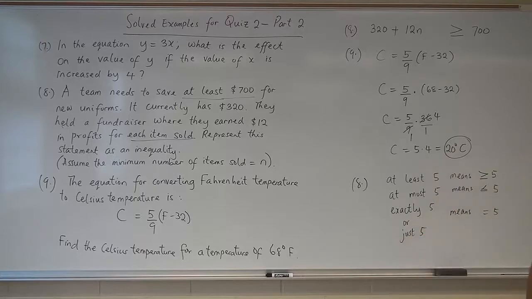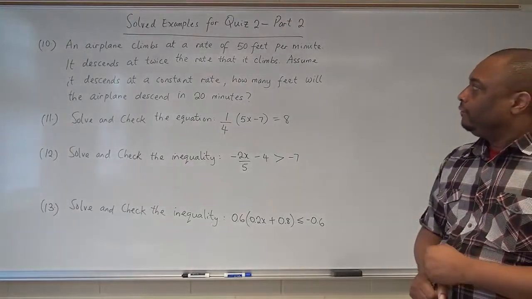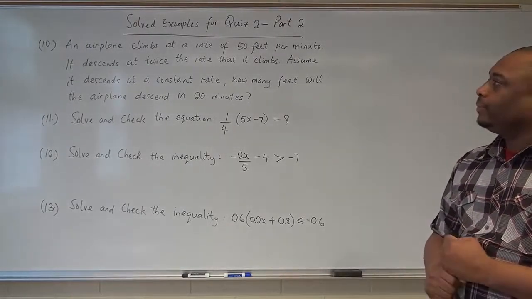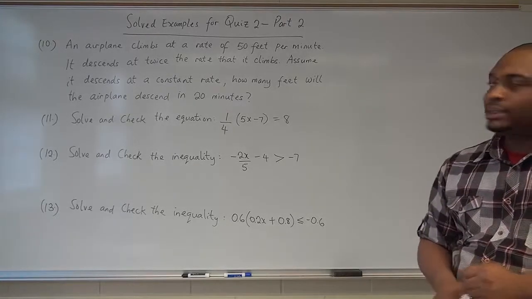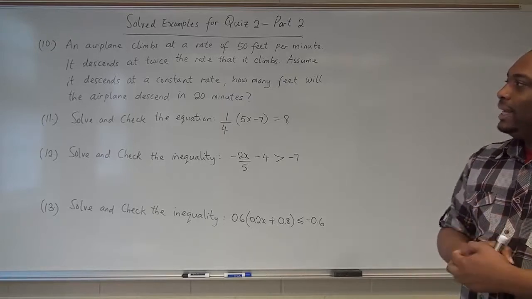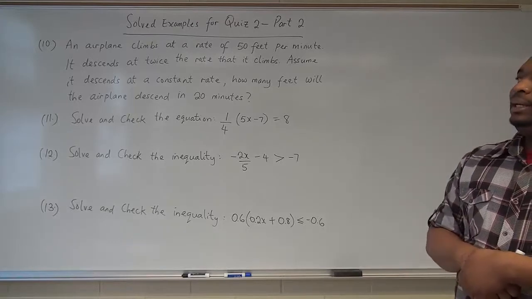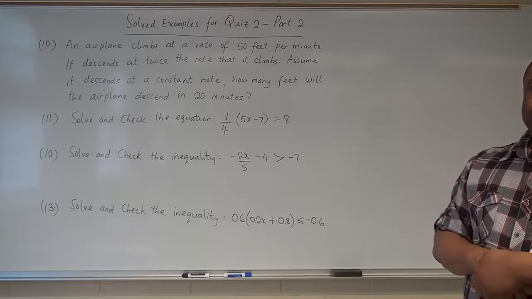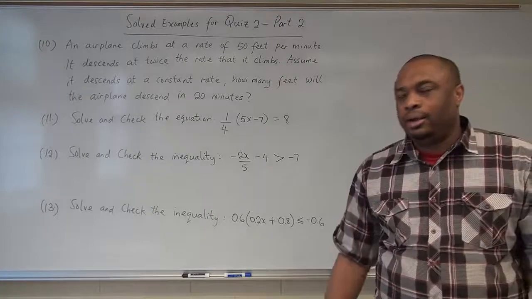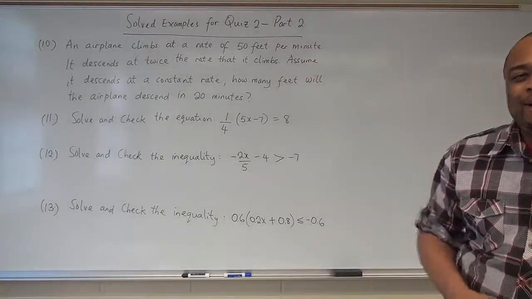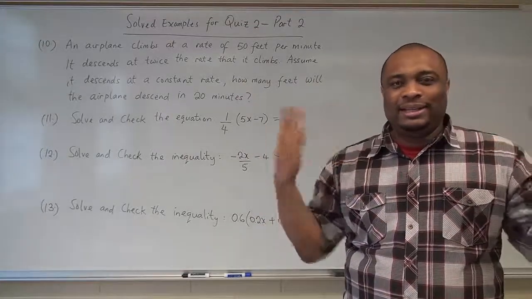That's it. Question 10. An airplane climbs at a rate of 50 feet per minute. It descends at twice the rate that it climbs. Assume it descends at a constant rate. How many feet will the airplane descend in 20 minutes? So look at this question now. You might look at it and say, what is this question talking about? Or you might not want to give it another thought, maybe because it seems difficult.